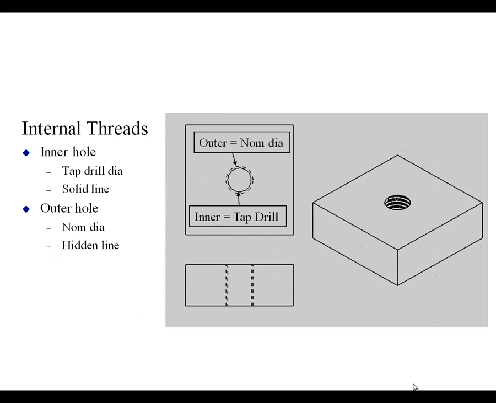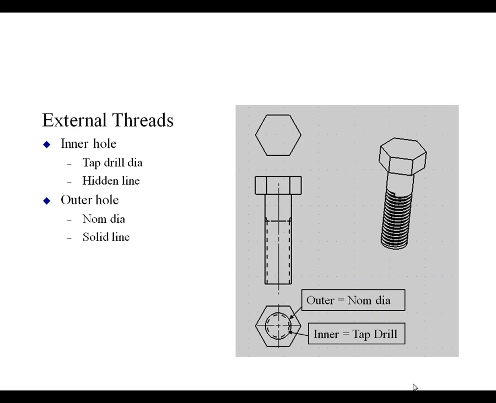If it's an internal thread, you show the inner circle as a solid line and the outer circle as a dashed line. Very self-explanatory that you would see the inner circle if you held up the part, but you wouldn't see the outer circle representing the edge of the threads. On an external thread, however, if you were to look at the end, the outer circle would be solid and the inner circle is dashed, which is self-explanatory again.